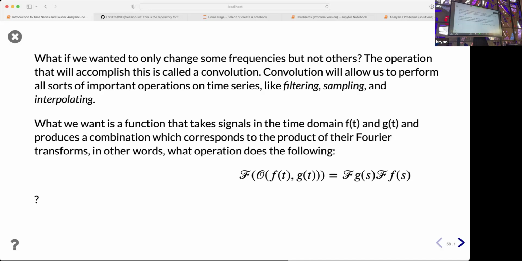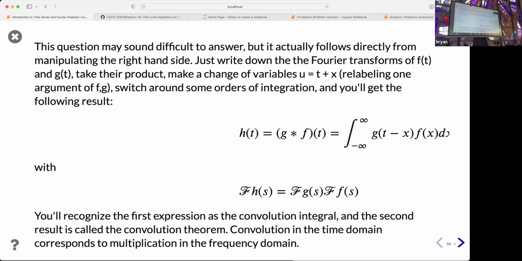So what we want is a function that takes signals in the time domain and produces a combination which corresponds to their product in the Fourier domain. In other words, what operation do I act on f of t and g of t such that the Fourier transform is equal to the product of g of s and f of s, the product of the Fourier transforms?